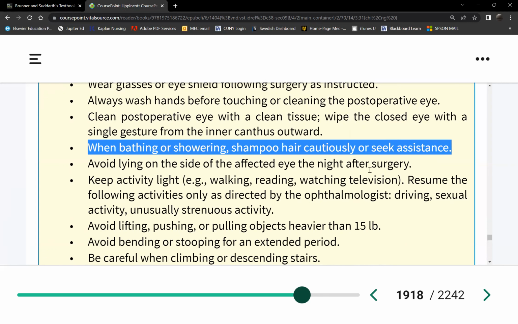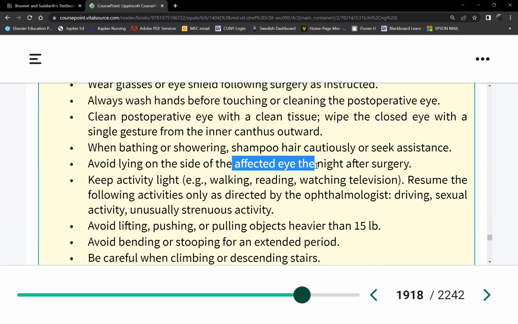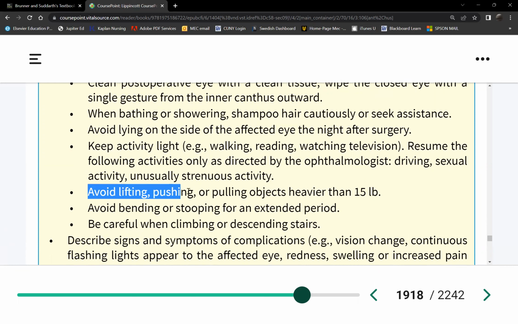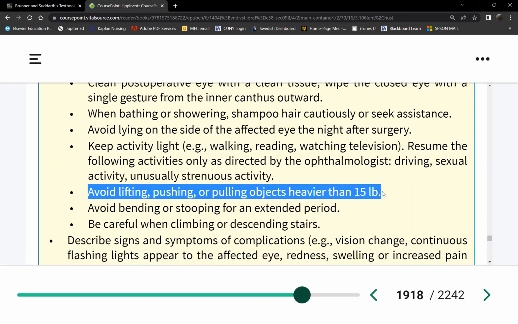The key here is not to get the surgical eye wet. Okay, so this is what this bullet point is saying. When bathing or showering, shampoo hair cautiously or seek assistance. Avoid lying on the side of the affected eye the night after surgery. They can do light activity. Look at the activities that are restricted. No lifting, pushing, or pulling objects heavier than 15 pounds.